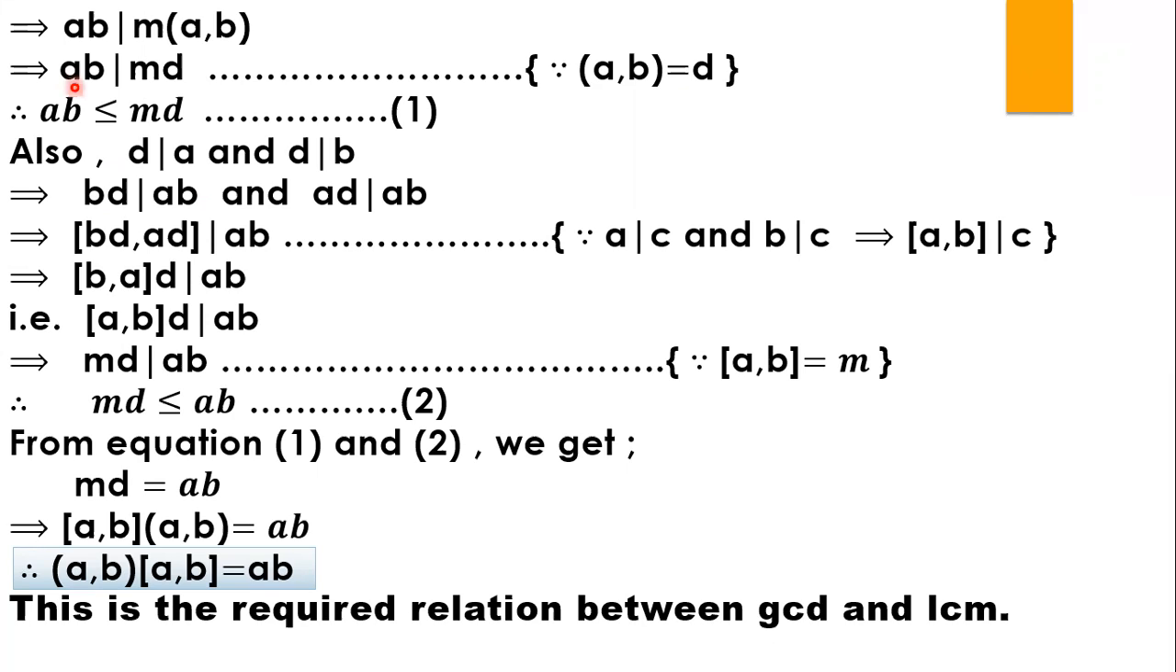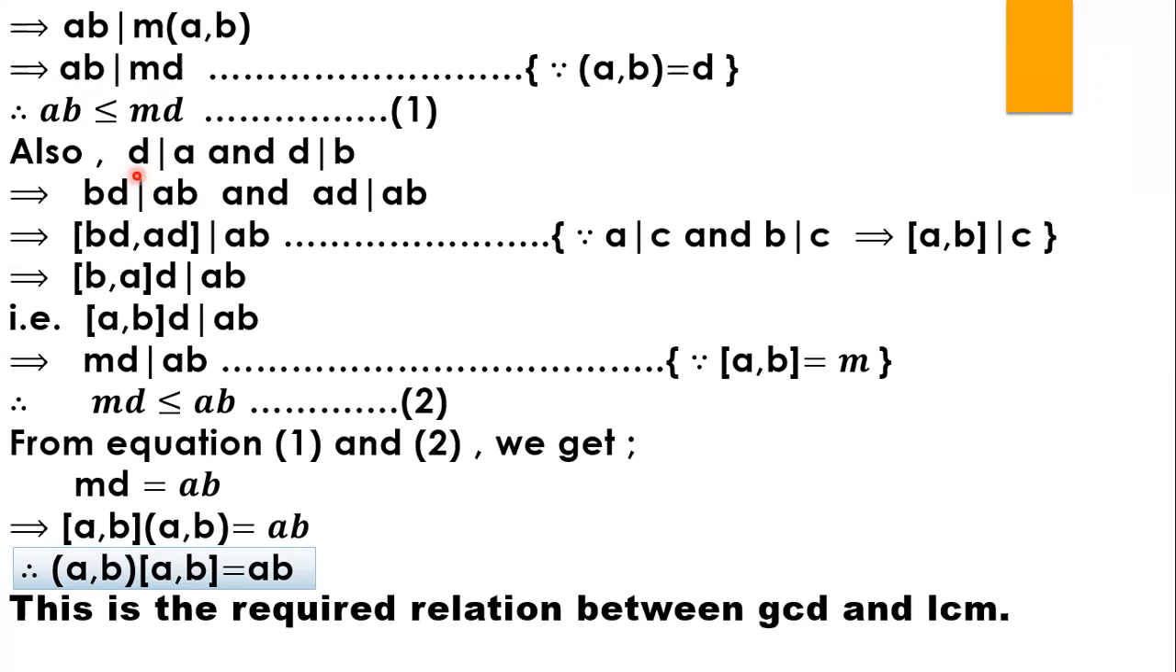Here we know that AB divides MD, therefore AB is the divisor and MD is the dividend. So AB, that is the divisor, is always less than or equal to the dividend. So we get here AB ≤ MD. Give this as equation 1.